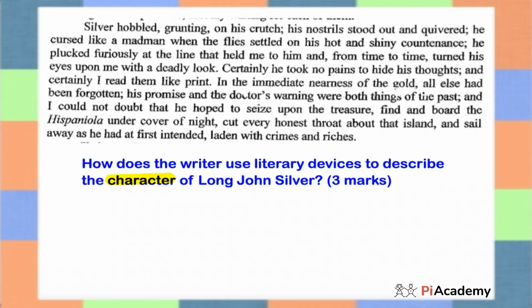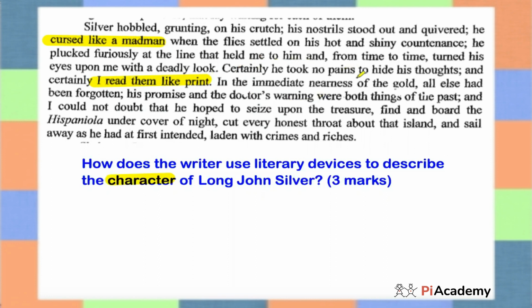Okay, so we're going to go through some things that you might want to talk about. Cursed like a madman. This is a simile showing that he's angry all the time and he has no control over his behavior or his probably unpleasant language. We also have, I read them like print. We've got a simile here telling us that the narrator can easily and smoothly understand the thoughts of Long John Silver. He wants people to know how he feels.